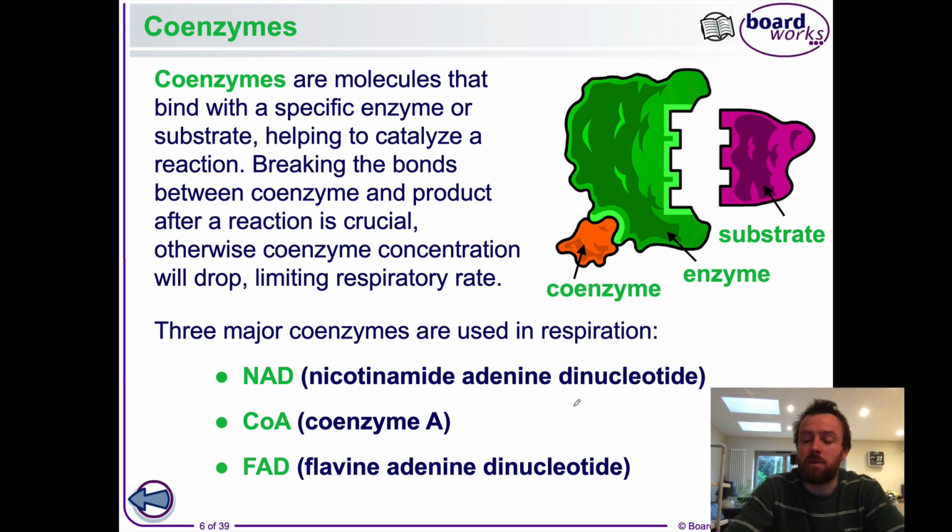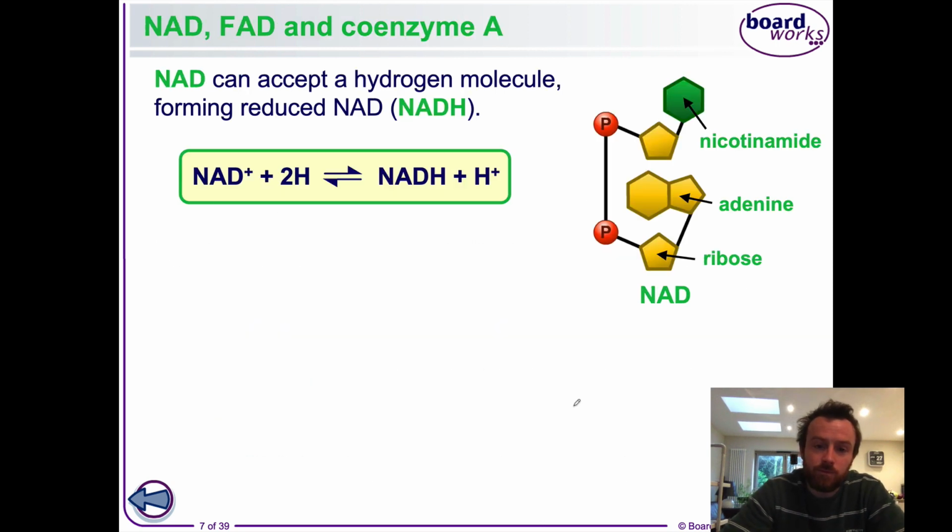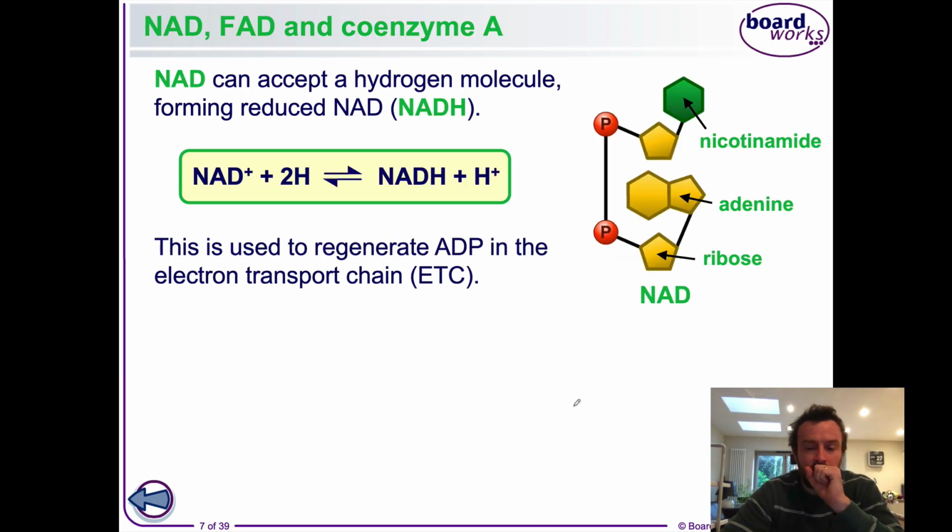Now briefly going to go into a bit more detail on NAD and FAD. NAD can be reduced, it can accept 2 hydrogens to form NADH plus H+. Now we can just call this reduced NAD, okay, reduced NAD.